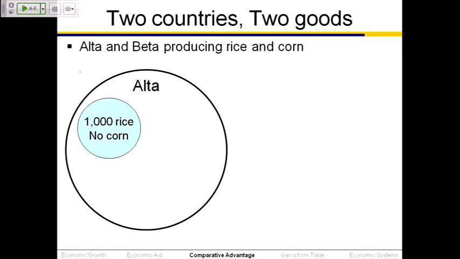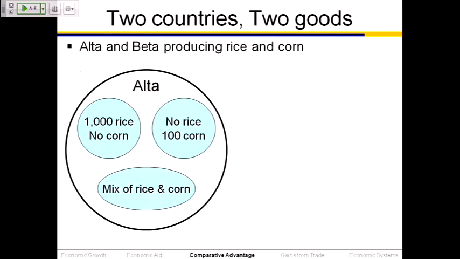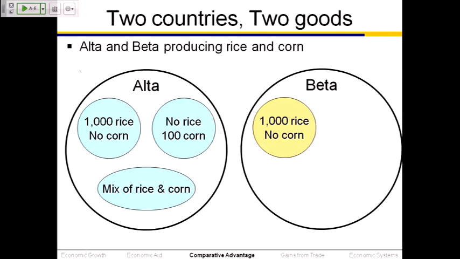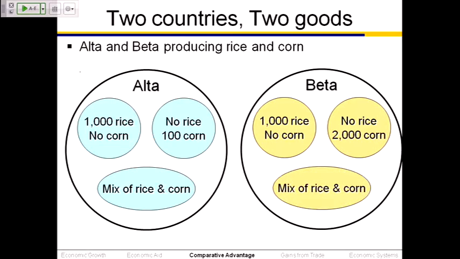Suppose that in the economy of Alta, they can devote all of their resources to rice production, and in that case, they would be able to produce 1,000 units of rice and no units of corn. They can devote all of their resources to corn production, in which case they can produce 100 units of corn and no rice, or they can split their resources between rice and corn and produce some mix. Suppose that in Beta, they can use all of their resources to produce rice, in which case they would produce 1,000 units of rice. They can use all of their resources to produce corn, in which case they would produce 2,000 units of corn but no rice, or they can produce some mix of rice and corn.